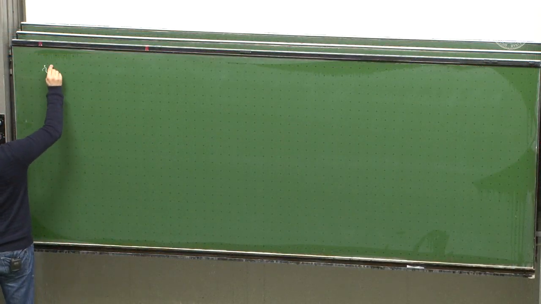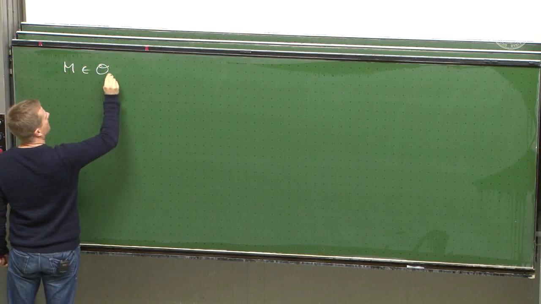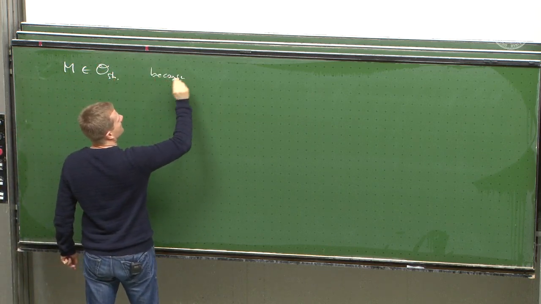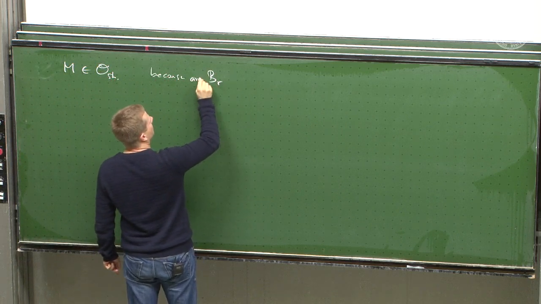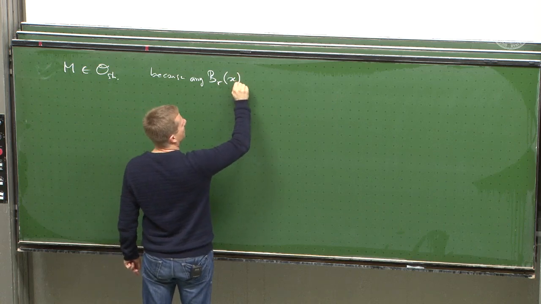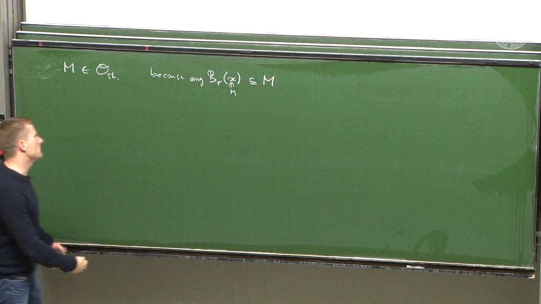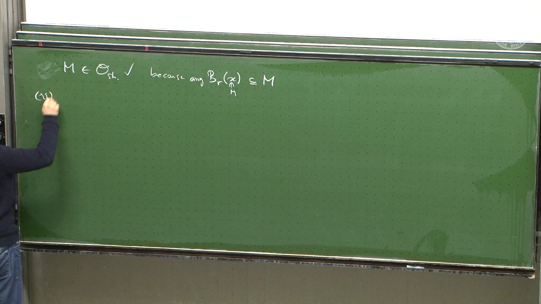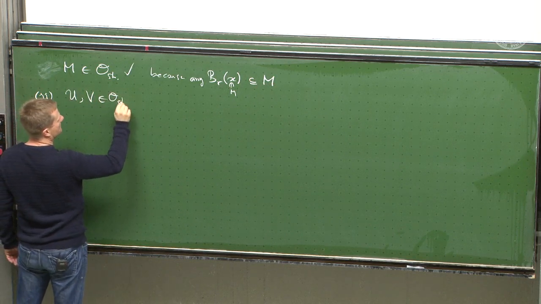So the second condition we have to check, no, sorry, still the first condition. The question is: is M in O standard? The answer is yes, because the essential point is that any ball of any radius around any point in M is, by definition, a subset of M, so M is in there.